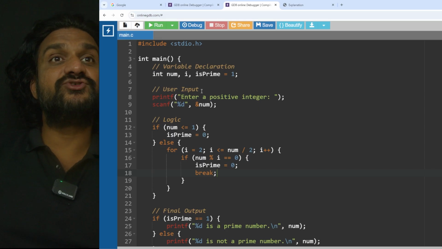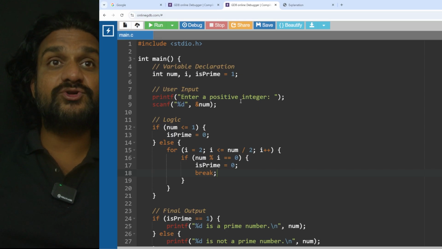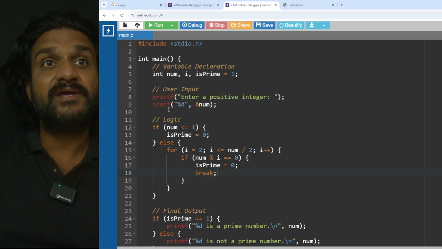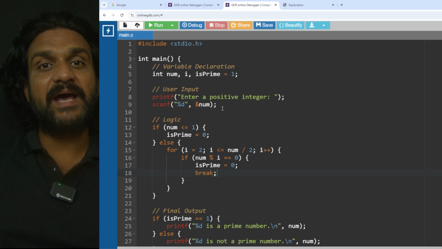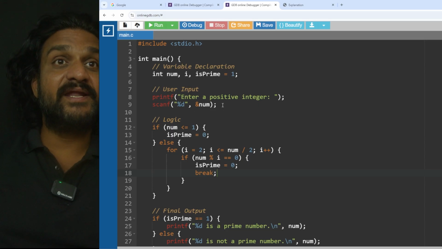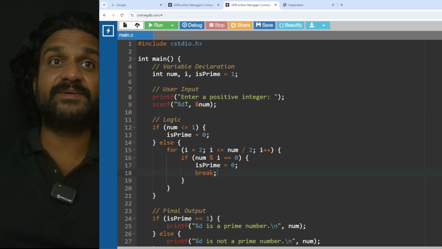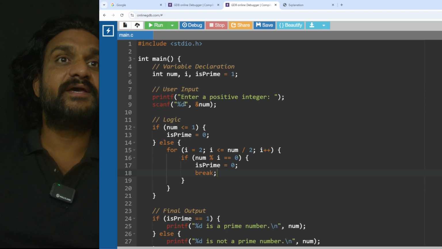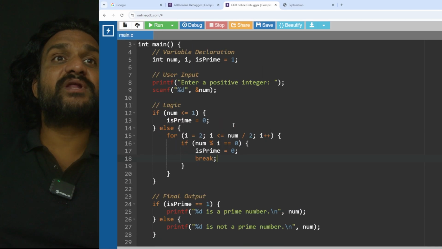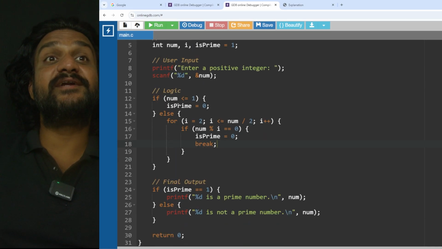The second part is user input. We are asking the user to provide a positive number, with scanf %d &num. The number provided by the user will get stored in num, and it is a positive integer, that's why it is %d. Now in this program, we are going to handle the edge cases.